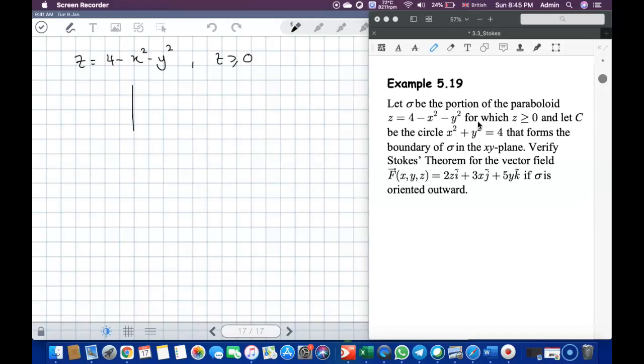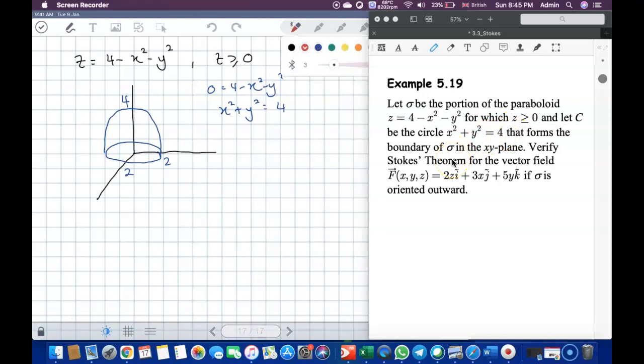Okay, so if we sketch it, we have the paraboloid, this one. This is 4. When z equals 0, we have 4 minus x squared minus y squared, and right on the xy plane we get a circle with radius 2. So the surface is part of the paraboloid, a bowl that is concave down, and C is the circle with radius 2 that forms the boundary of the surface.